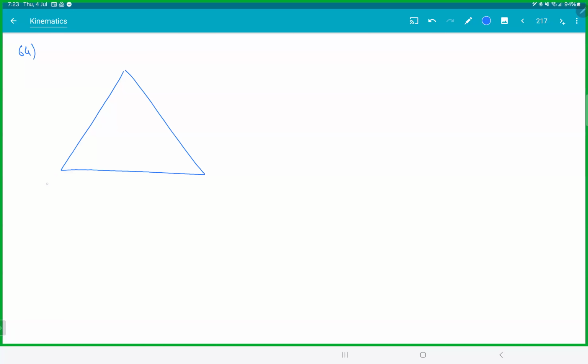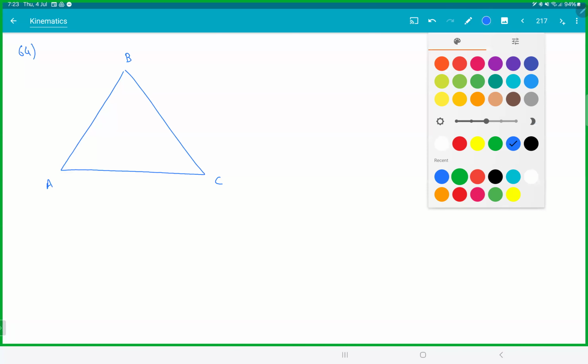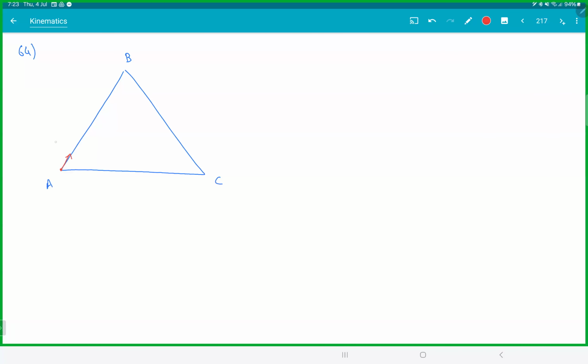We have a triangle here, ABC. There are 3 particles on the vertices, A, B, C. So this particle A here is chasing B with speed u, B is chasing C with speed u, and C is chasing A with the same speed. So they all are on an equilateral triangle of side a. So A, B, C move with speed u.